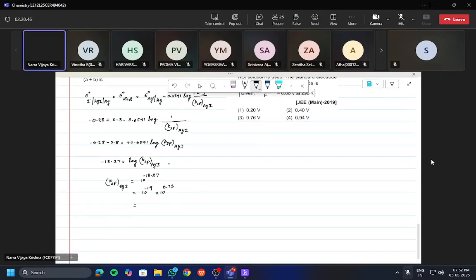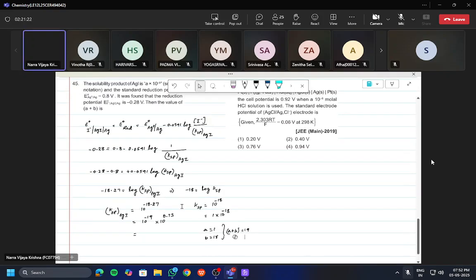If I consider this value as minus 18 equal to log Ksp, then Ksp equals 10 power minus 18, which can be written as 1 into 10 power minus 18. Then A is 1, B equals 18. Then A plus B becomes 19. But they need to say something in the question. If they have not given that, I will calculate accurately. If I do the calculation accurately, I will get the answer differently. 24 is the answer. Understood? Right?